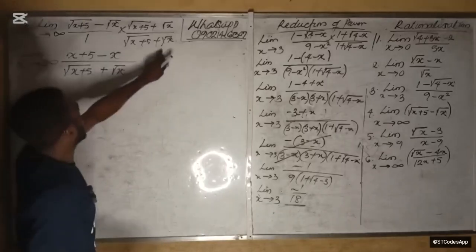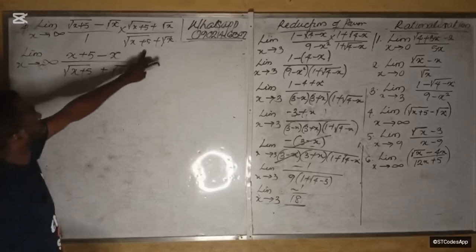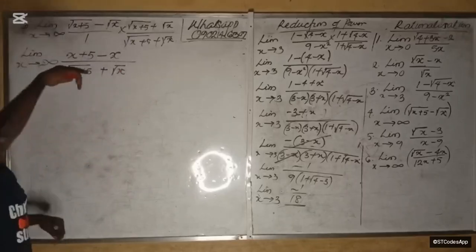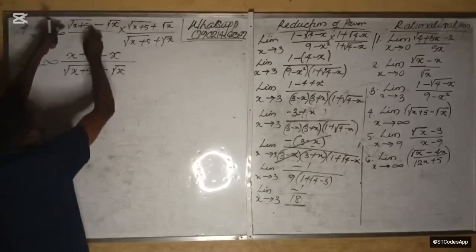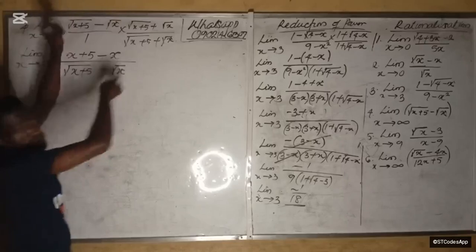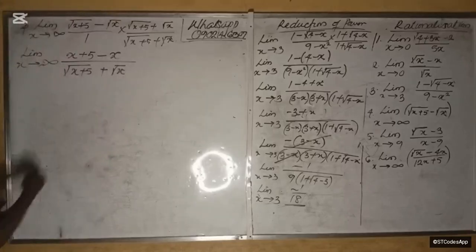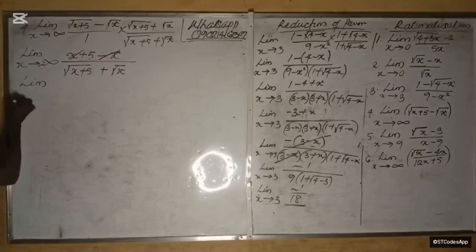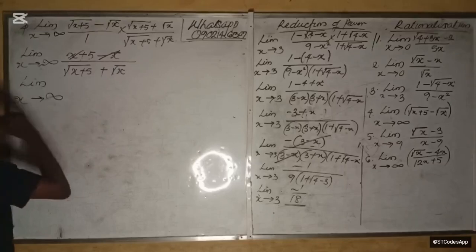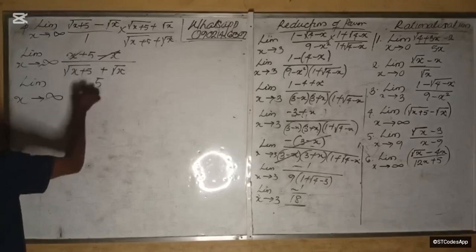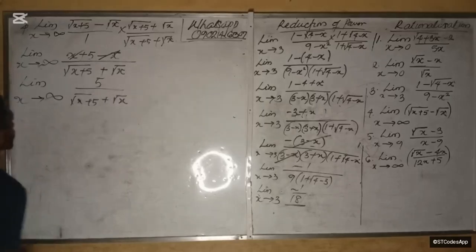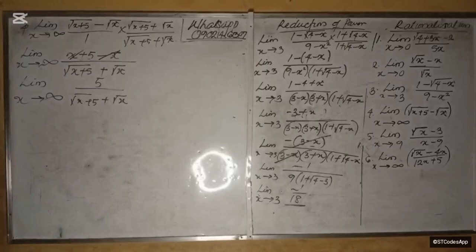The denominator, the numerator. And you know that this is a conjugate, so it becomes a difference of two squares. If you square this one and square this one, this minus this is going to leave 5 only there. So we have the limit as x approaches infinity of the expression becomes 5 over square root of x plus 5 plus root x. From here, what can we do?